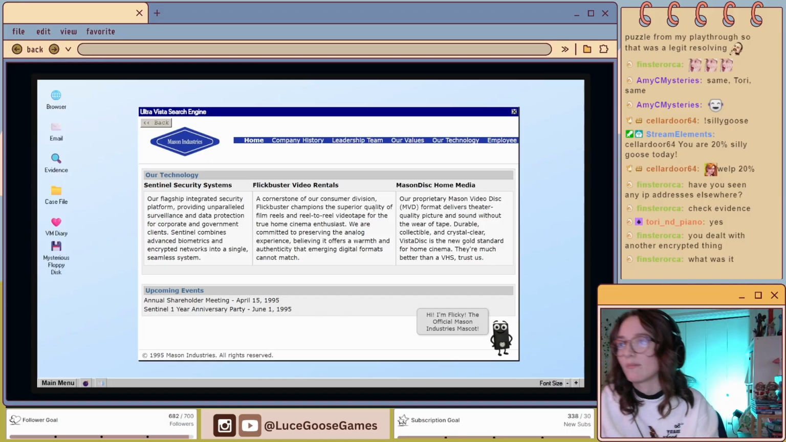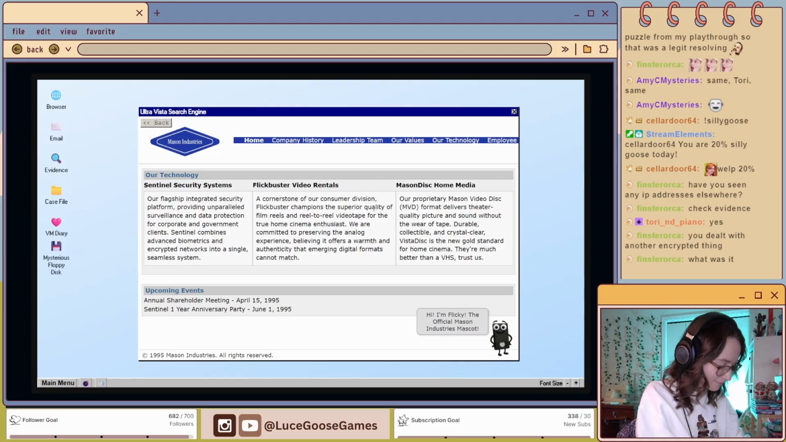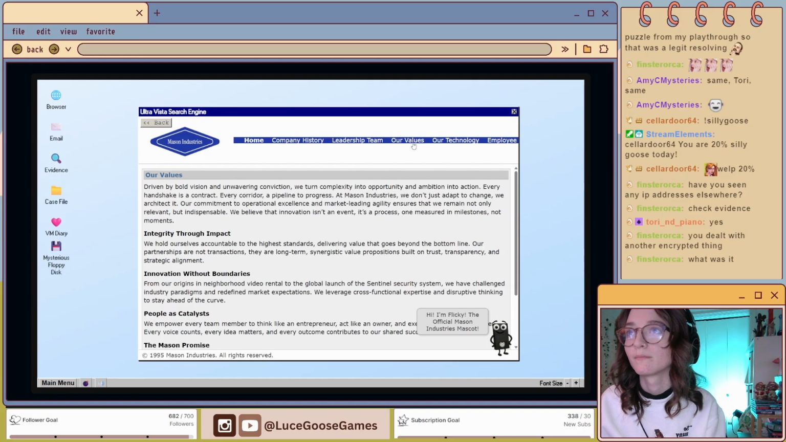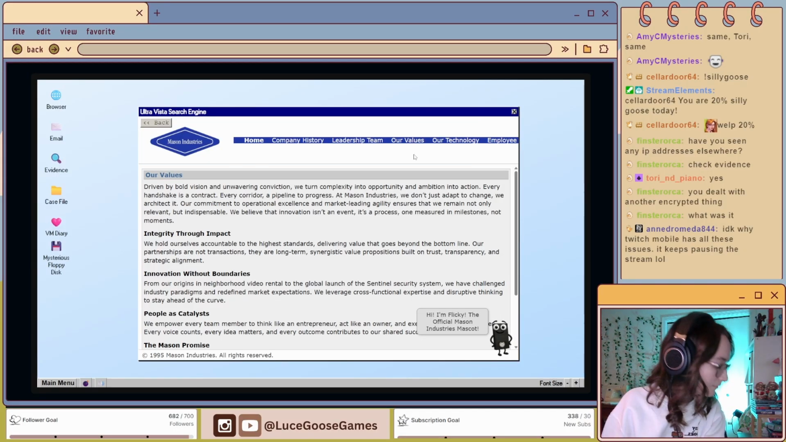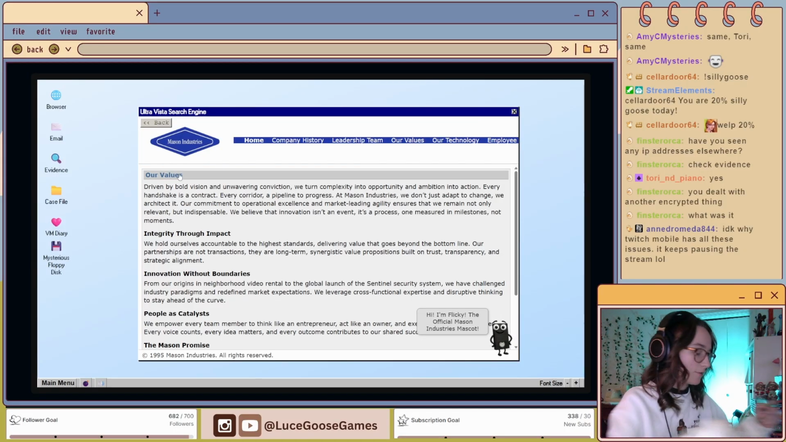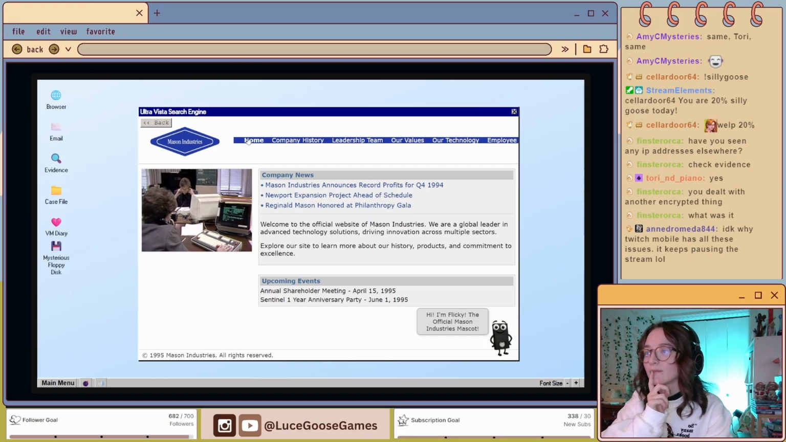38. Okay, I'm pointing at my monitor instead of using the cursor. 1, 2, 3, 4, 5, 6, 7, 8, 9, 10, up to 38. Okay. Oh, I bet it'll spell fake. It keeps pausing the stream? No! Hate to hear it. Yeah, it does spell fake. Fake plus the number of times Flickbuster is mentioned on the website.